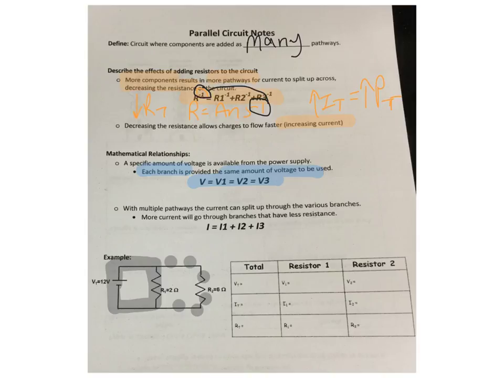And then the last rule that we were able to see is because there are multiple pathways, there's different options for the current to go. So the current is actually going to split up. There'll be more current that passes through branches with less resistance. But as a result, we should always maintain the same total amount of current.